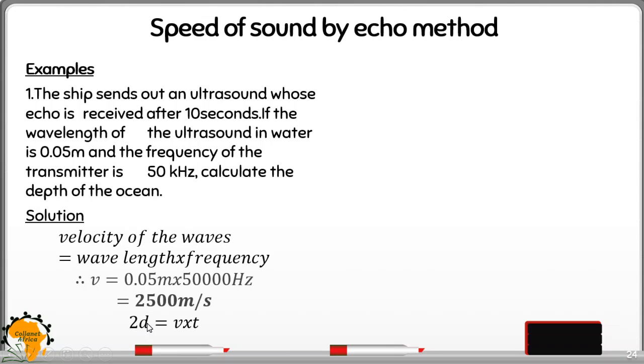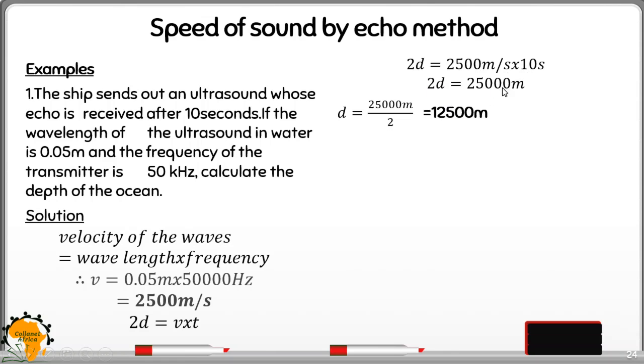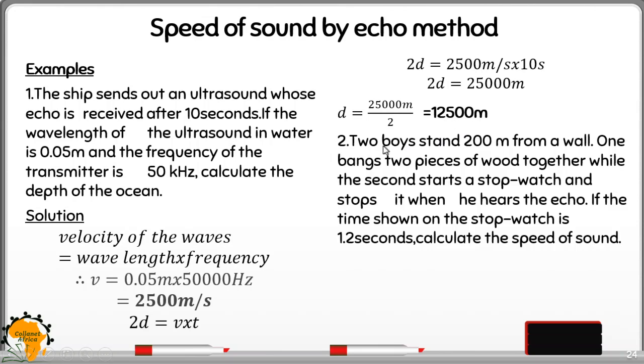Twice d is equal to velocity times time. So we have our twice d, because now that one will have traveled and then back, is equal to 2,500 meters per second times 10. Then to get d, you divide this value by 2. Remember, this was twice d. Now when you divide, you get that the distance or the depth is 12,500 meters.